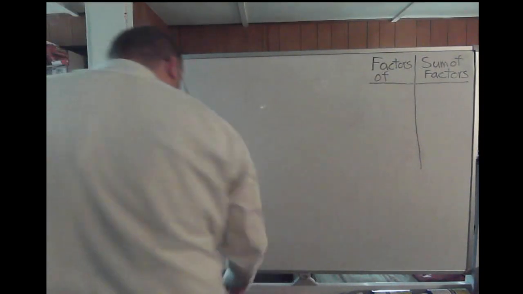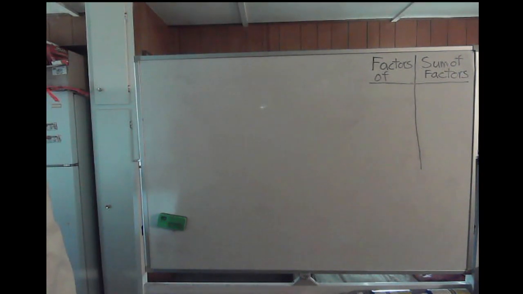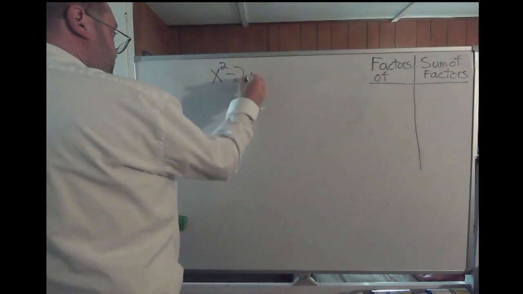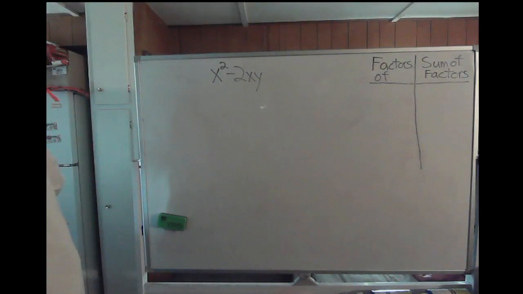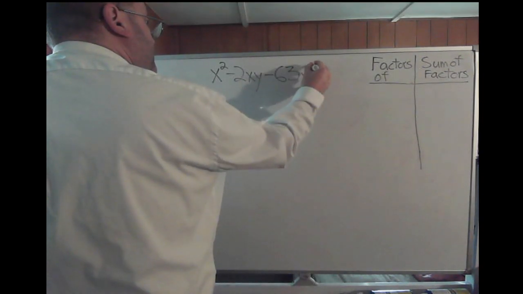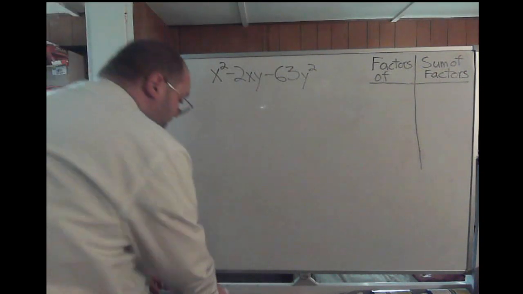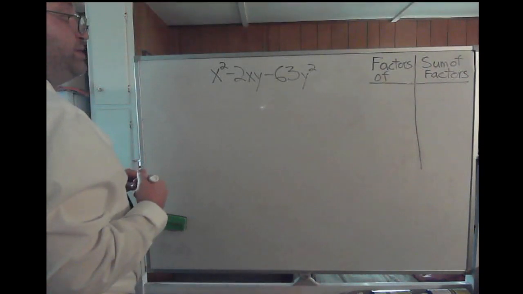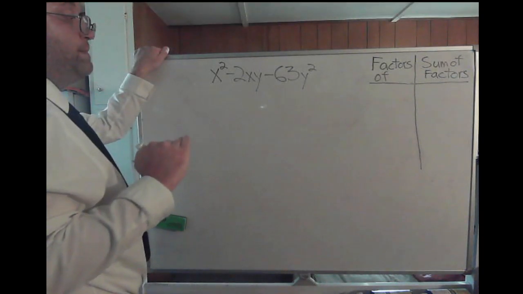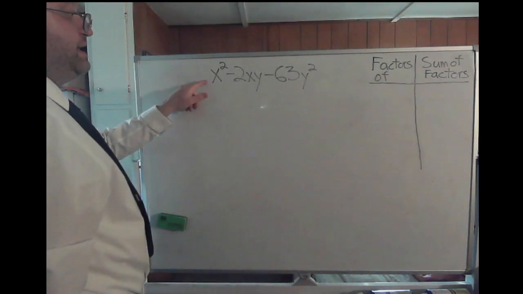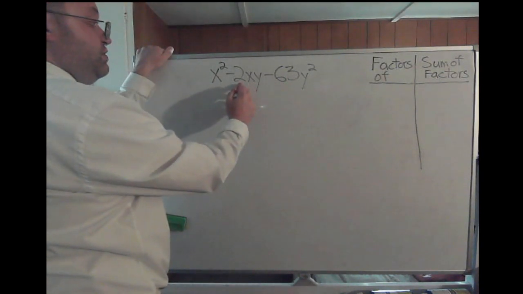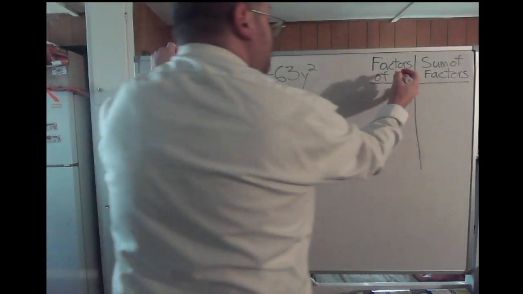Do a few more examples here. Alright, x squared minus 2xy minus 63y squared. Alright, so we got x squared minus 2xy minus 63y squared. Coefficient on the x squared term is positive 1, so we don't have to worry about that. We just got to figure out factors now of negative 63 that when added together give you the middle coefficient of negative 2. So let's go ahead and do that.